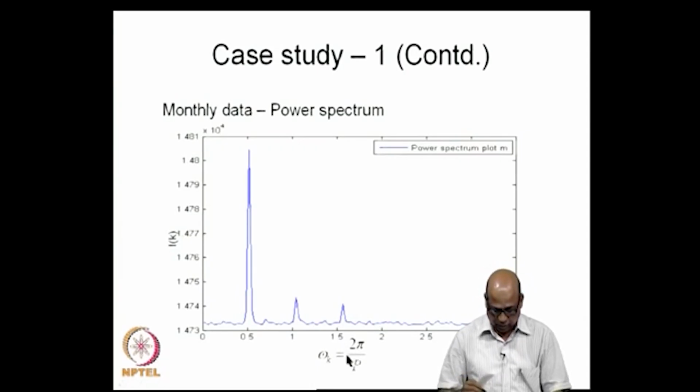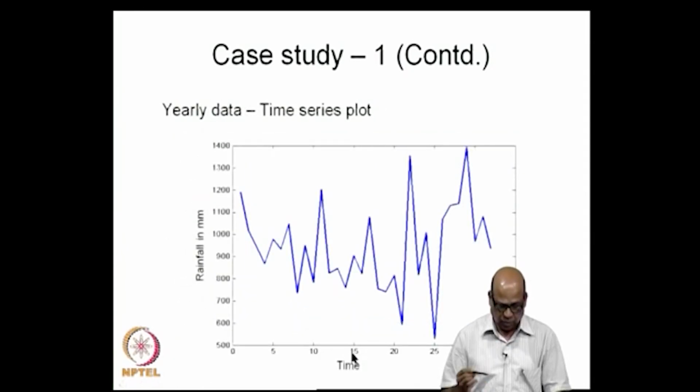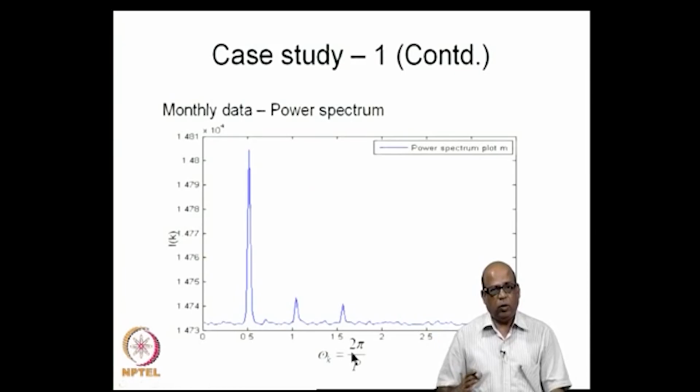How do we obtain that? That is simply by p equal to 2 pi by W k, where W k is associated with that particular spike. You pick up the W k associated with this and then get the periodicity. Now, we will go one step ahead.